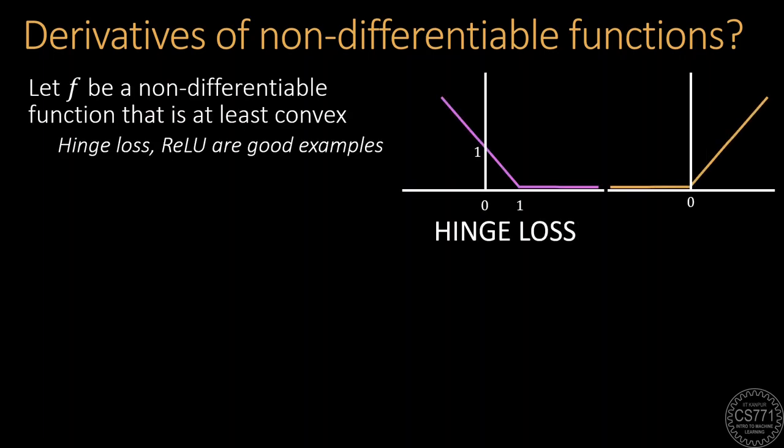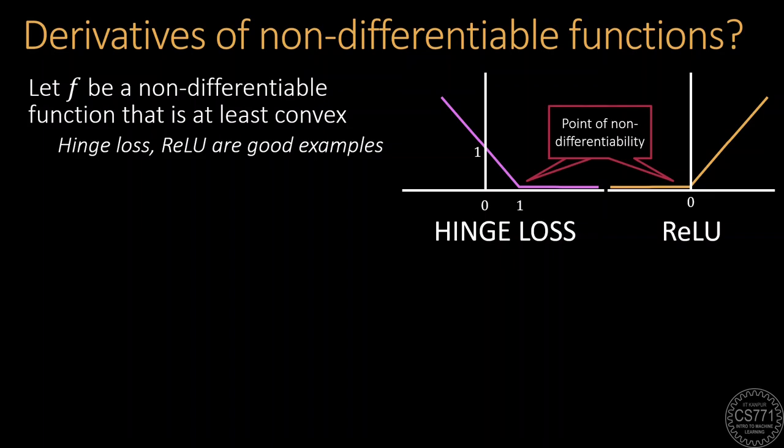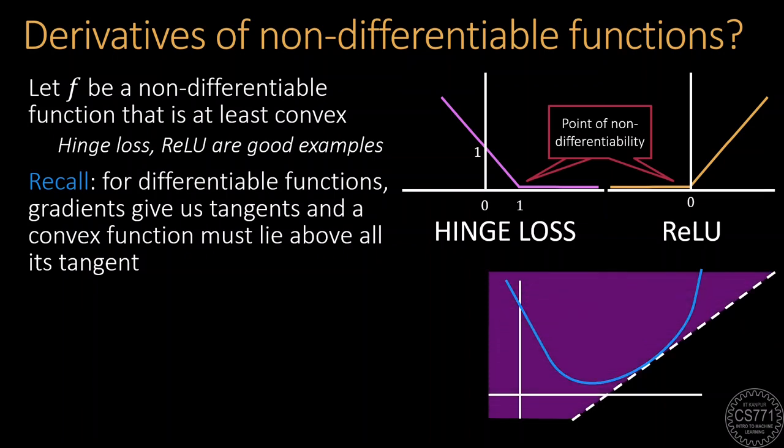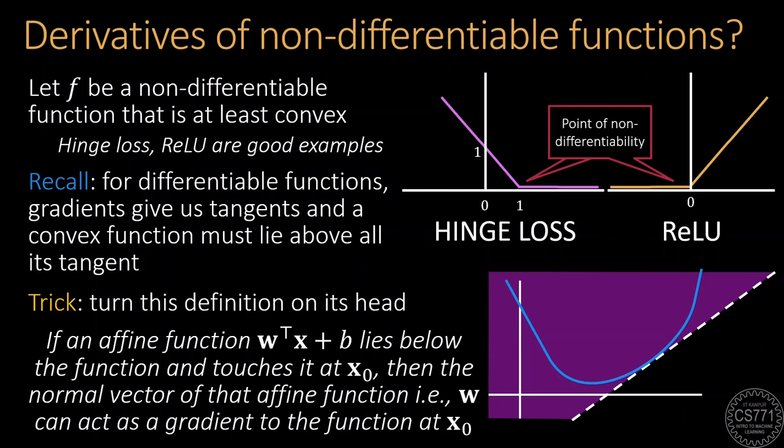Let us consider a function that is non-differentiable but still convex. For example, the hinge loss and the ReLU activation function are non-differentiable but still convex. We just saw how gradients of a function give us tangents. The trick to creating a calculus of non-differentiable functions is to turn this definition on its head and use tangents, or things that look like tangents, to give us gradients instead. This brings us to the concepts of subgradients and subdifferentials.